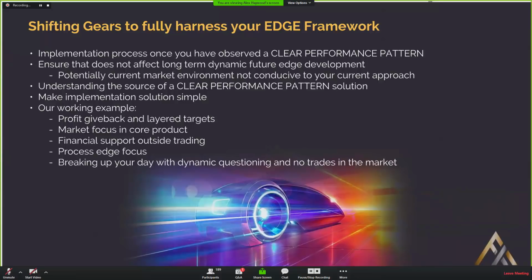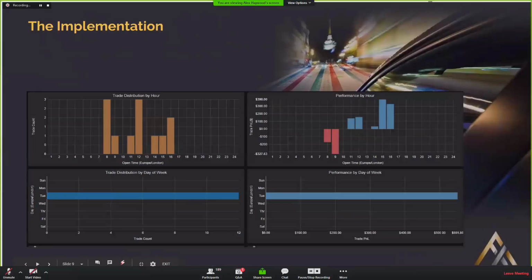And then breaking up your day with the dynamic questioning and no trades in the market if there is no framework. So these were the things that we were really starting to focus on, and also being able to have gaps in his trading, on his trade distribution. So now I think this was on Monday.